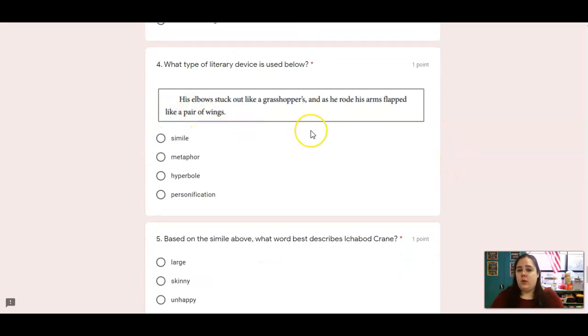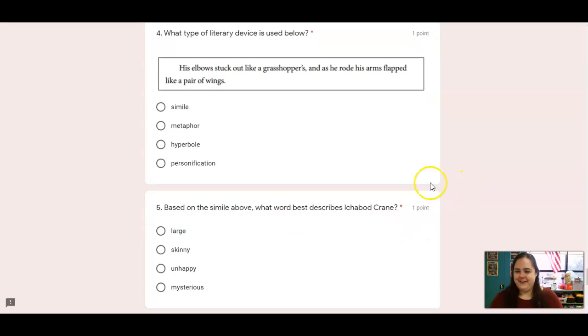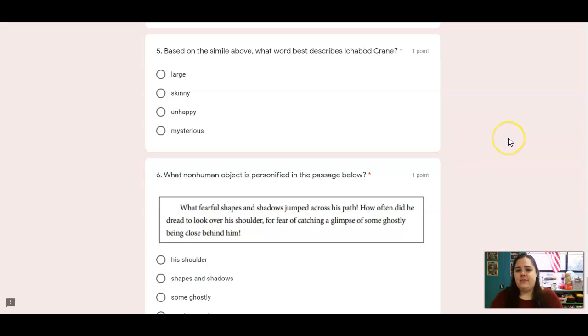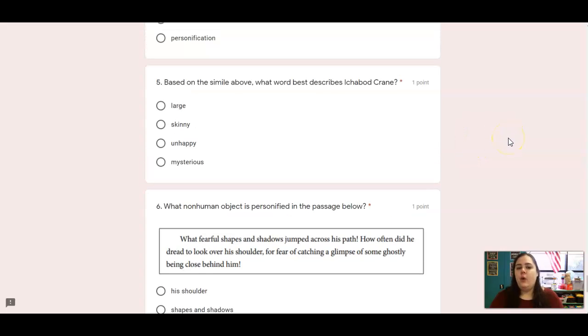Number four, you're going to tell me what literary device is used here. His elbows stuck out like a grasshopper's as he rode, and as he rode, his arms flapped like a pair of wings. Like a grasshopper. There's a big old hint right there. So what literary device is that? Use that poster above to help. Number five, based on that simile above, what word best describes Ichabod Crane?